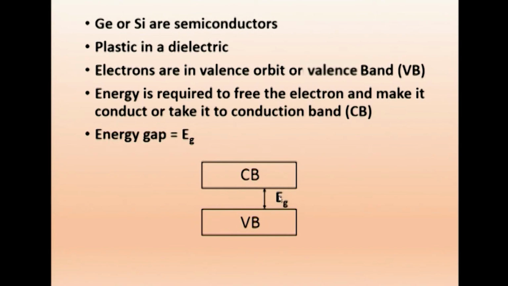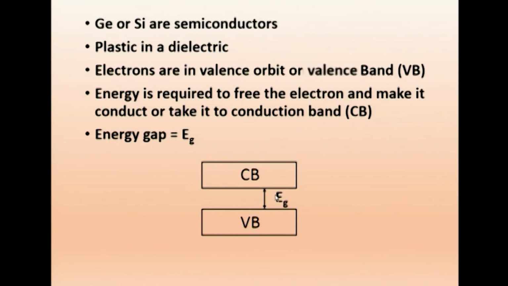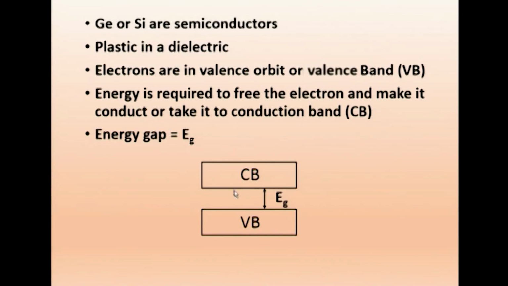Energy gap between the valence band and conduction band. We have three materials, we said: conductors, semiconductors and dielectrics. For conductors, these two will be together. EG will be 0, which means conduction band and valence band will be together. So that is why when we take a wire, it easily conducts. The electrons are easily moving towards the positive of the potential, because this gap is not there for a conductor.